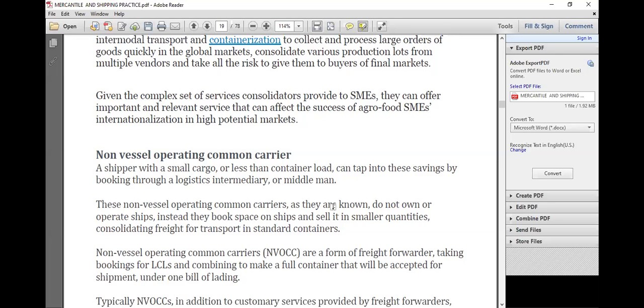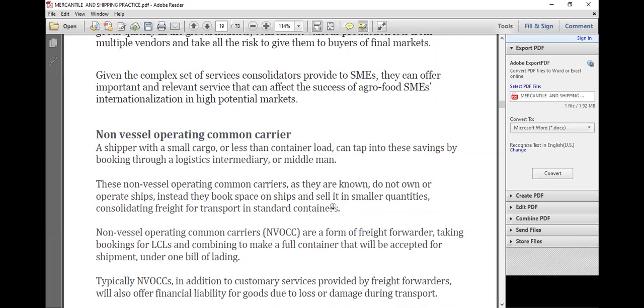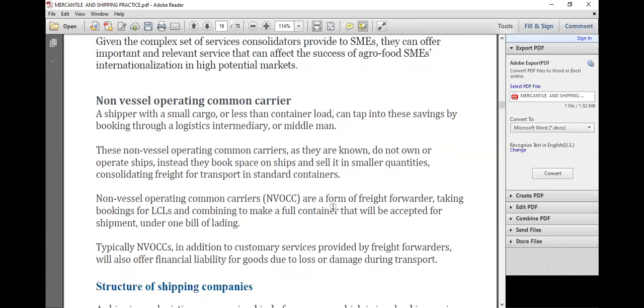Now, let's talk about the NVOCC, non-vessel operating common carrier. An NVOC, these are people who do not own a vessel, but they contract carriage in their own name. Okay? So, in simple terms, I'm just trying to simplify what an NVOC means. These people, they don't own vessels, but they contract the carriage.